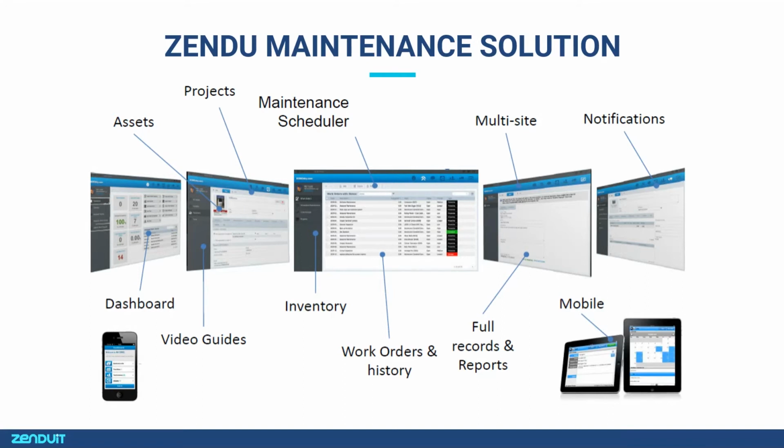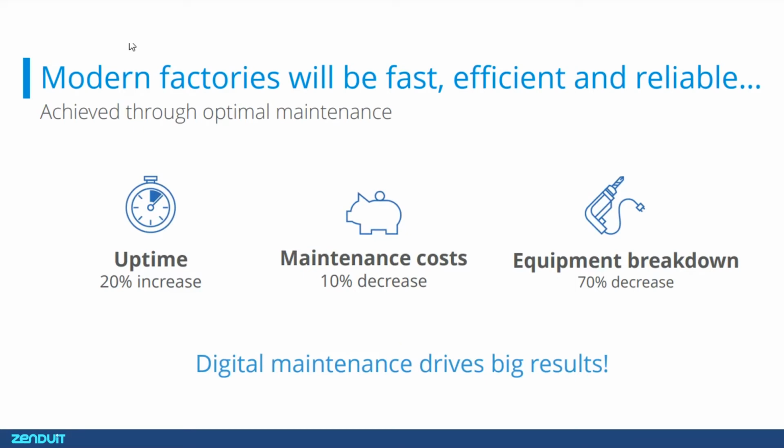All of this is available on desktop and mobile, meaning that if you have a smartphone, you can view it there. If you have your laptop, you can do it there. If you have your desktop, you can do it there, even from your tablet. All of this fits together to give us a fast, efficient, and reliable system through optimal maintenance.